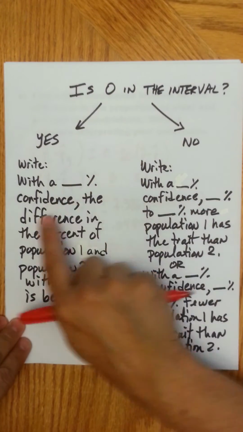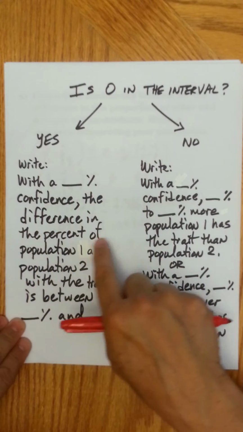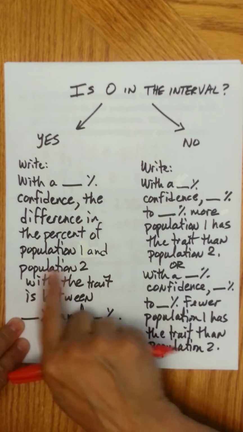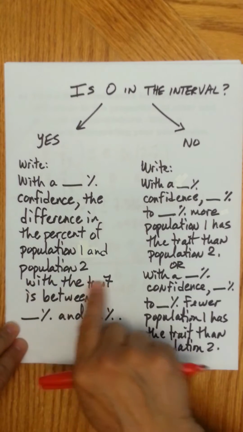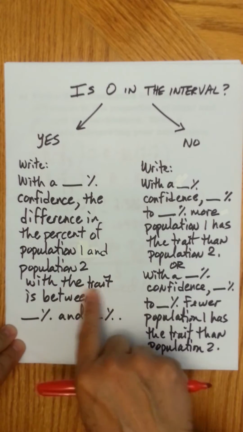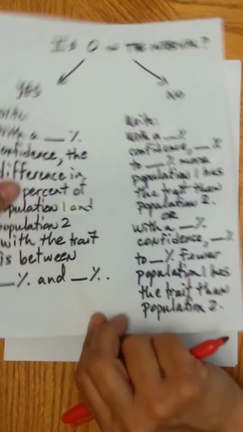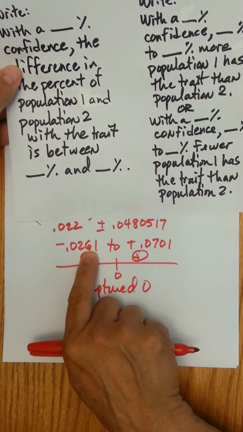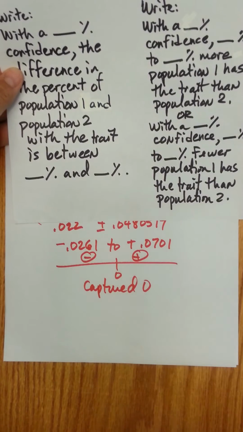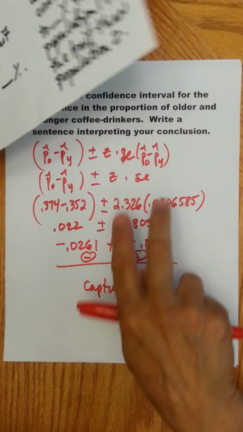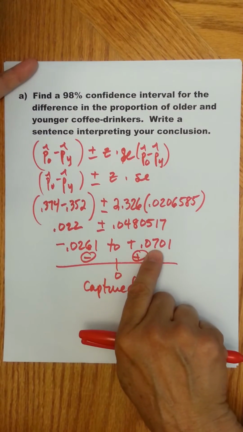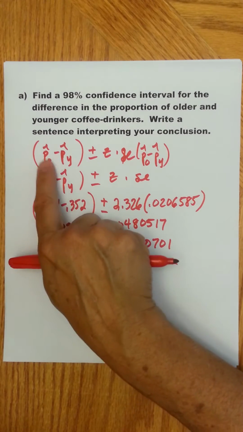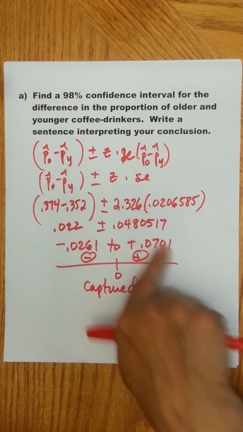So with a 98% confidence, the difference in the percent of, in this case, population 1 could be older and population 2 younger, who are coffee drinkers or who drink at least 1 cup of coffee a day, is between, and then you give me the percents, negative 2.6% to positive 7.0%. Right? And it doesn't matter if you'd set it up the other way, you would just say negative 7 to positive 2.6%. It doesn't matter. If you'd set it up young minus old, that's the only difference that you'd have.